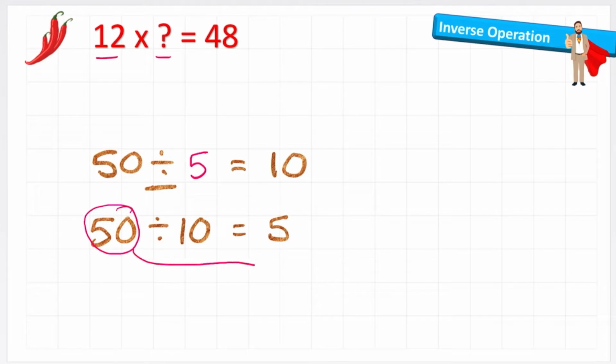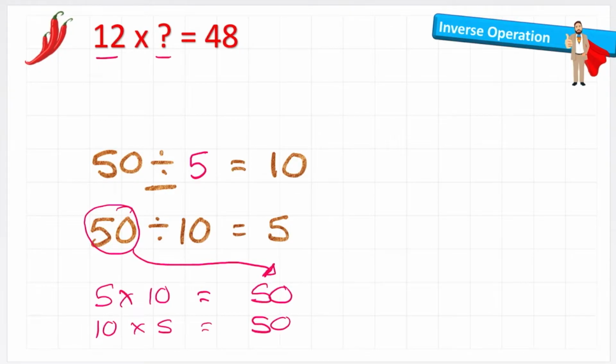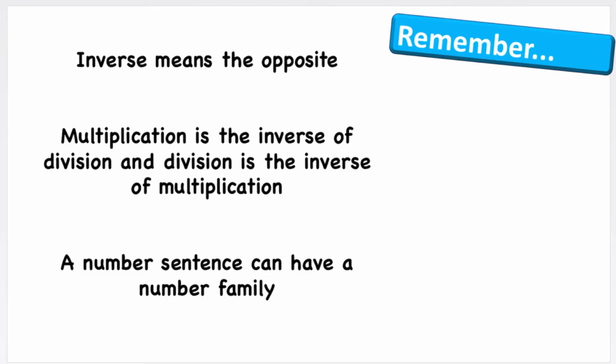Let me quickly get my next 2 number sentences, and I can see that 50 is the largest number. So if I'm now going to multiply, that number needs to come to the end, and I could work out that 5 times 10 equals 50, but also flip those numbers around. 10 times 5 equals 50. These are my number family. And there you go. That is using the inverse operation to help you solve both missing number questions and also being able to just check your answers and make sure you've got the correct answer. Let's think about the things to remember.